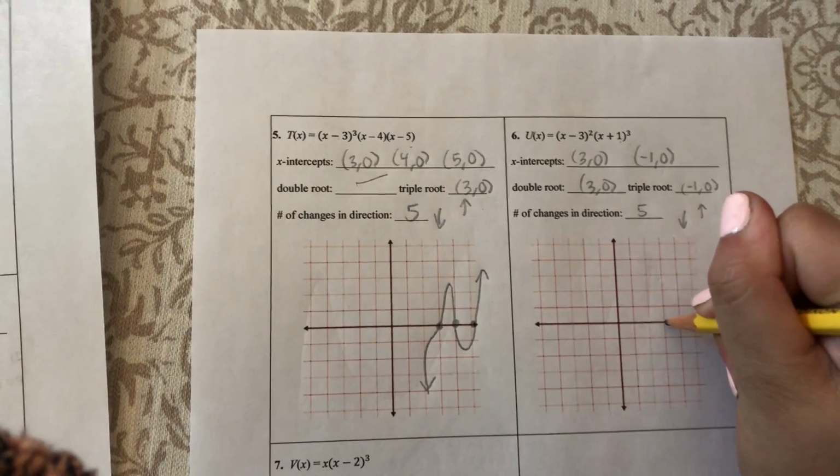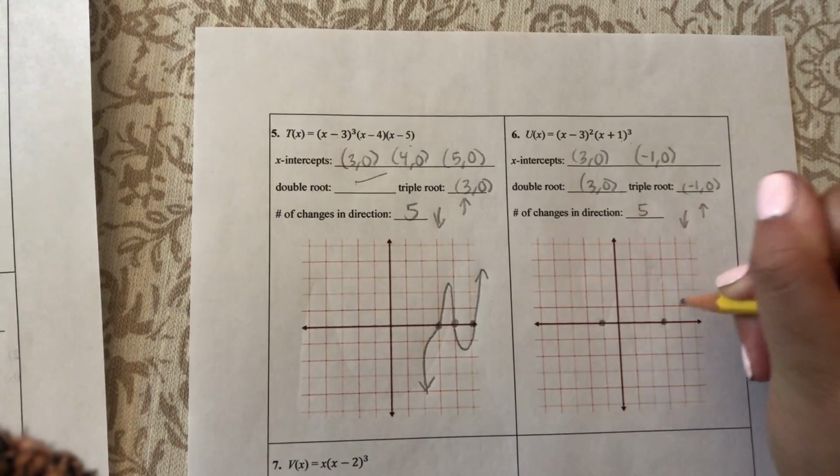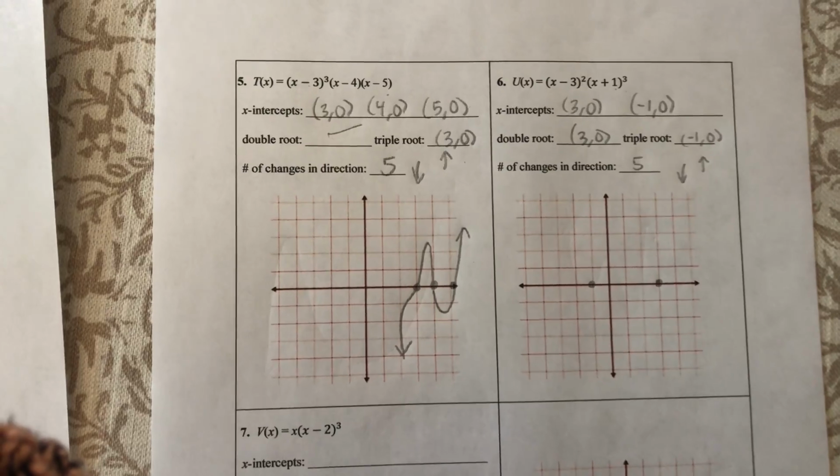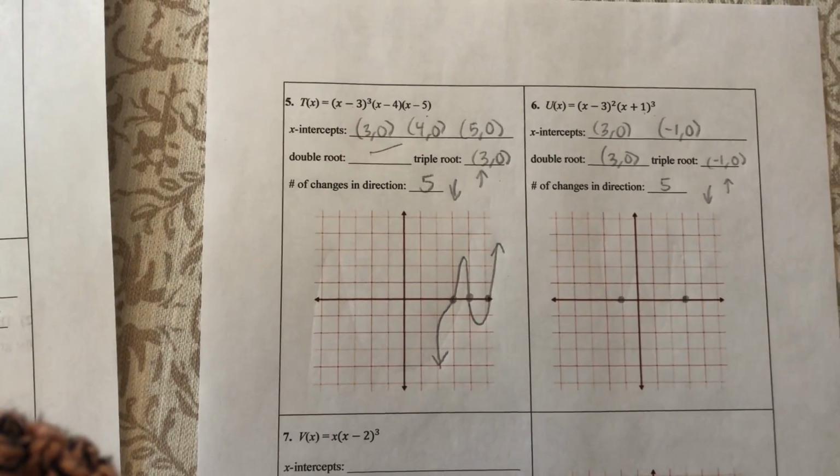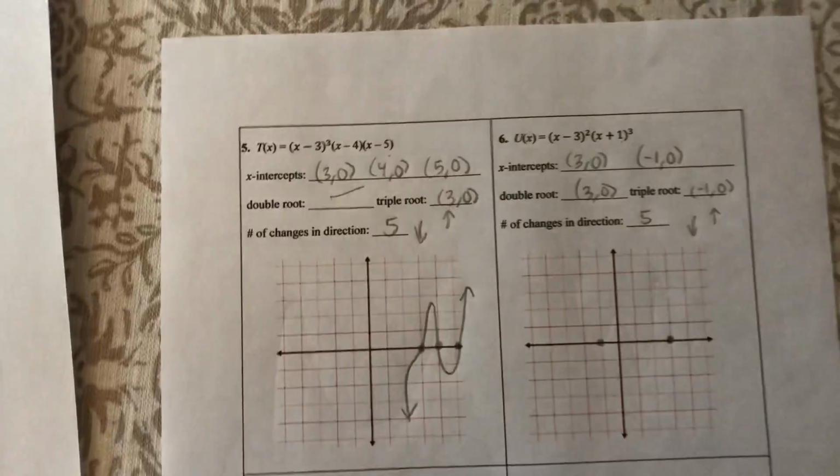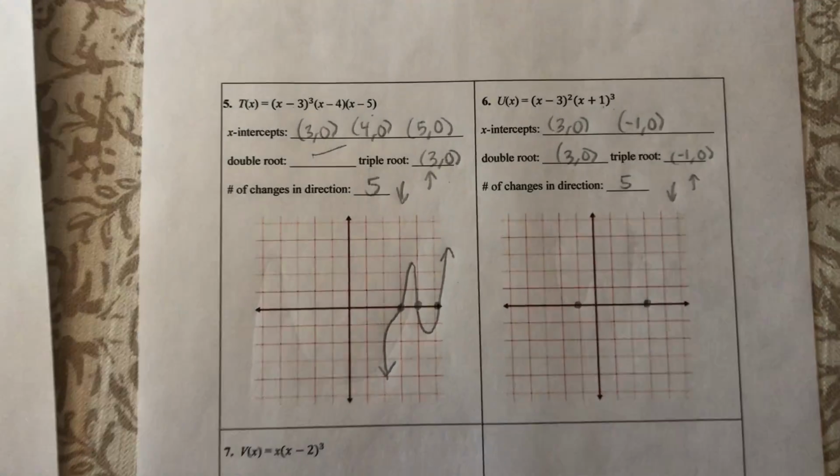Okay, let's plot 3 and negative 1. And be careful again because I have double and triple. You should work with these slowly. It seems like I'm going quickly, but that's because I want the video to be shorter.